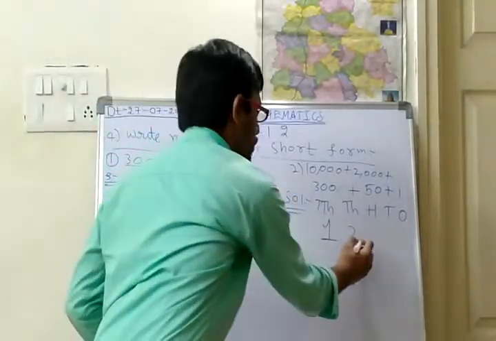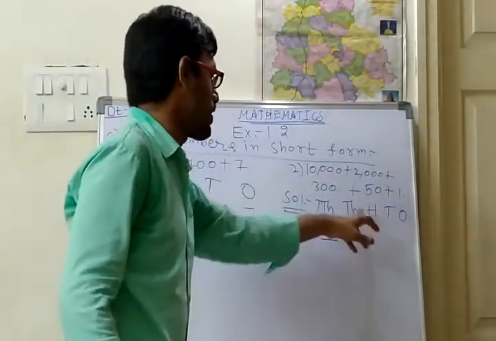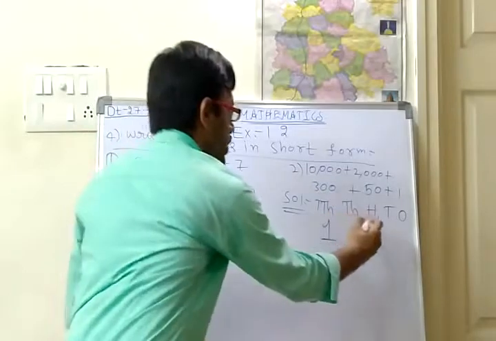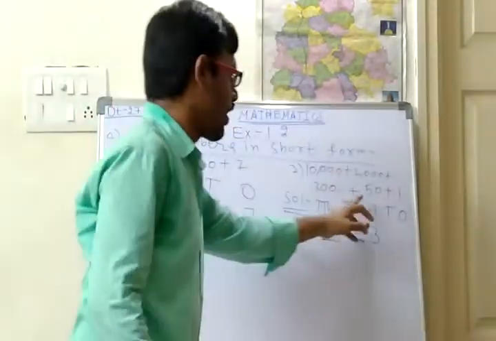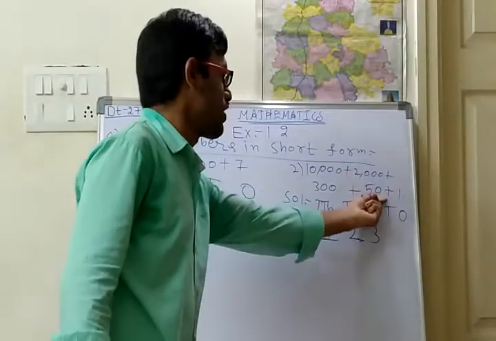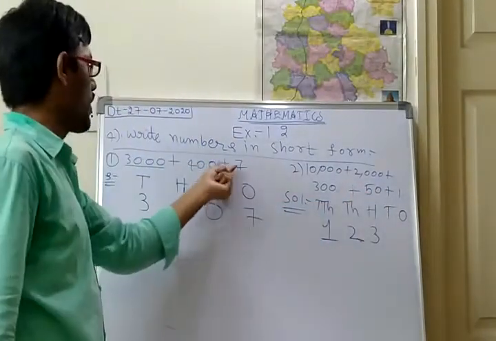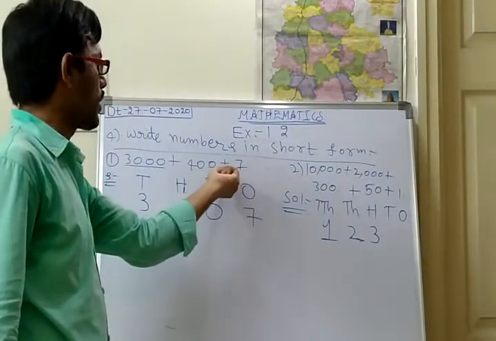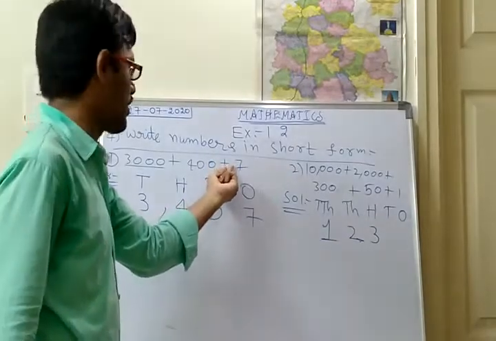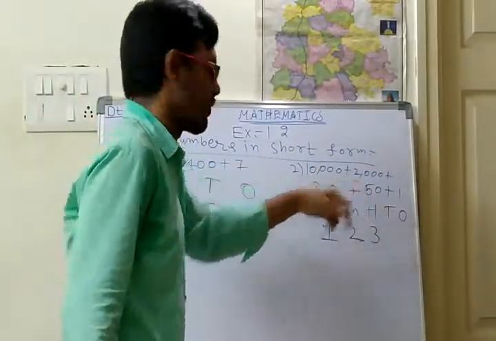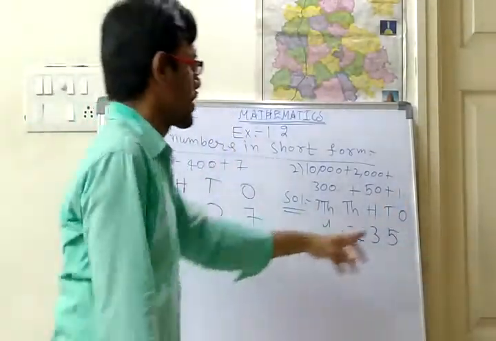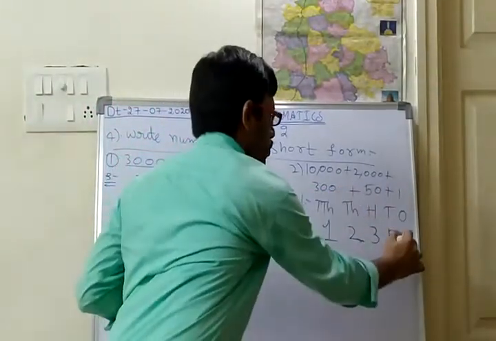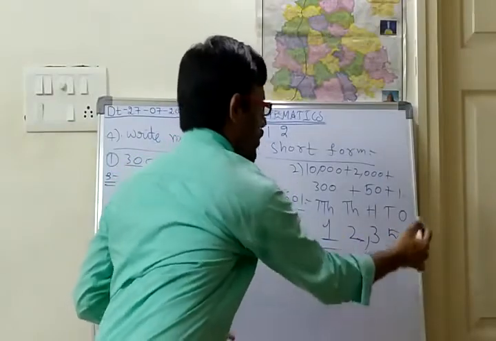Okay. Next, what is there in the hundreds place? 300, so 3 into 100. So I am just writing 3. Afterwards, what is there in the tens place? 50 is there. Numbers like 20, 30, 40, 60, 70 are not there, but here 50 is there. So in the tens place, I am writing 5. Next, in the ones place, 1 is there. So 12,351 is the final answer for this short form.